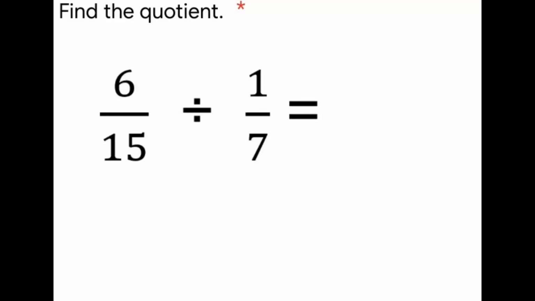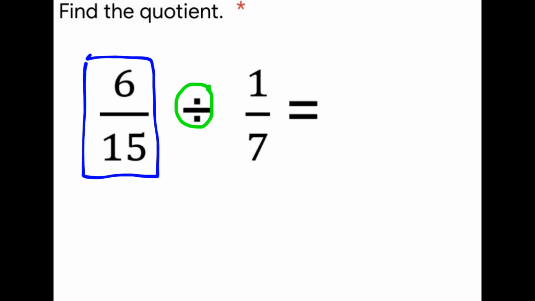Find the quotient. First thing we know is that we cannot divide fractions. We need to keep it. So we keep our first fraction. We switch it, which means we switch that to multiplication. Keep our first fraction. Switch to multiplication.